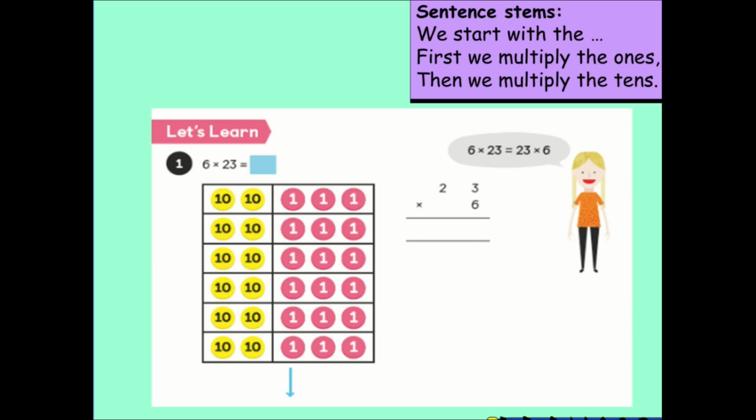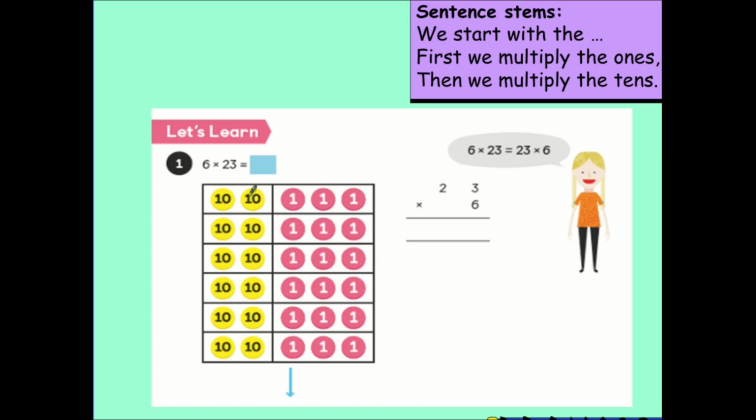So this time we have a different problem. We have 6 multiplied by 23. And you can see again, I've laid out my place value counters to help me. I've got 6 lots of 23, but I can also do this as a written calculation, and I've written 23 times 6 because I know that 6 times 23 is the same as 23 times 6. The reason I've put the larger number on top, the 23, is because it's much easier to lay out my calculation like this and multiply my 2 digits by my 1 digit.